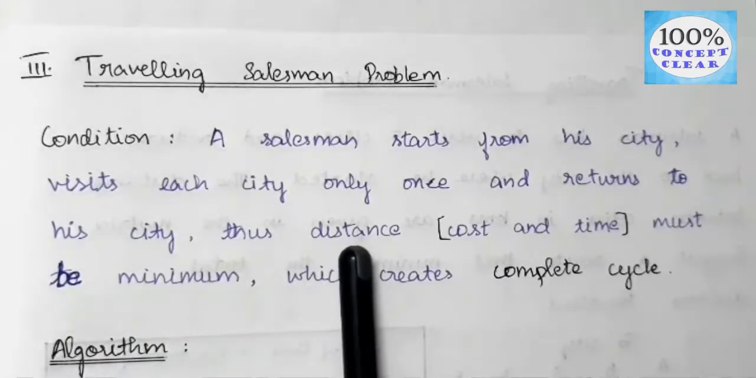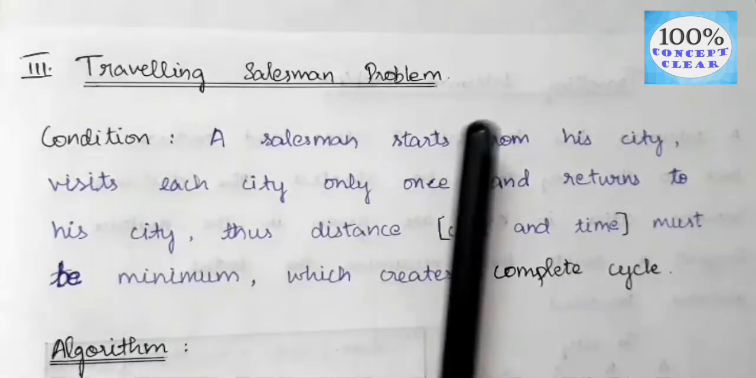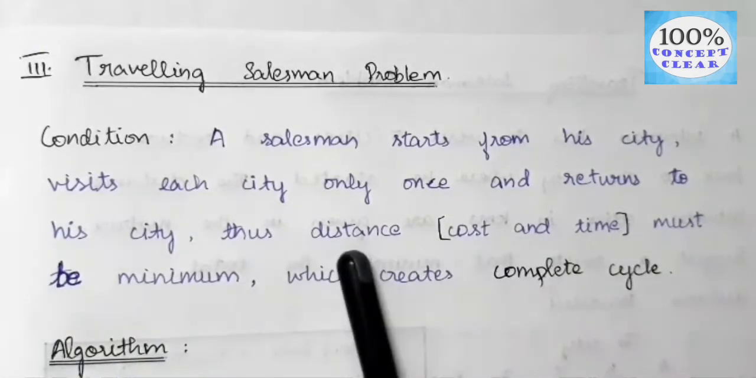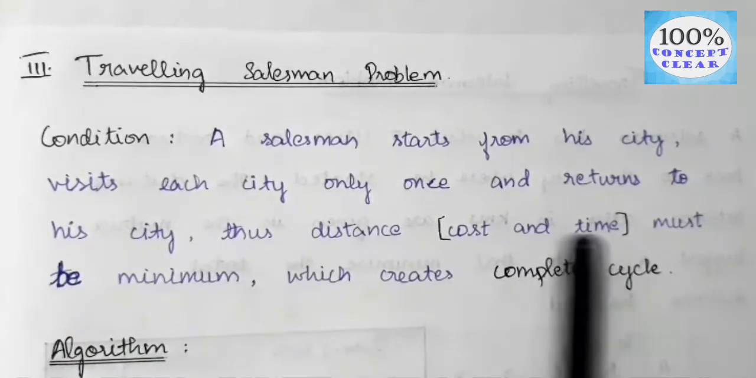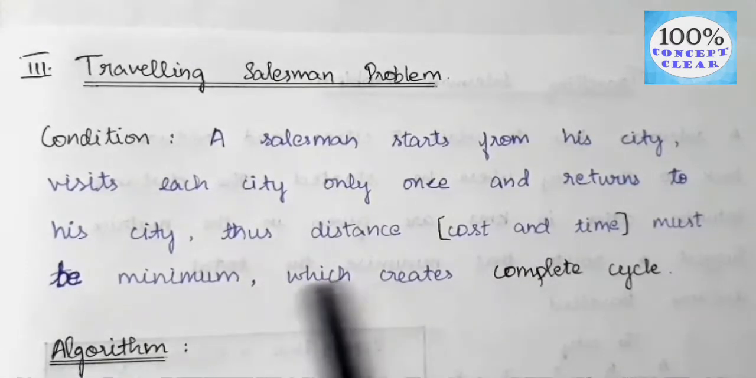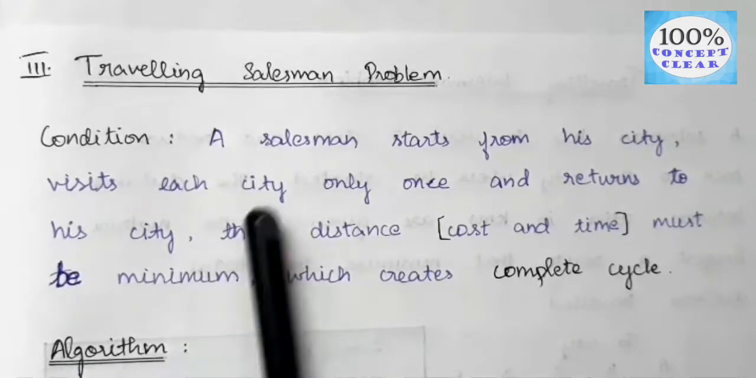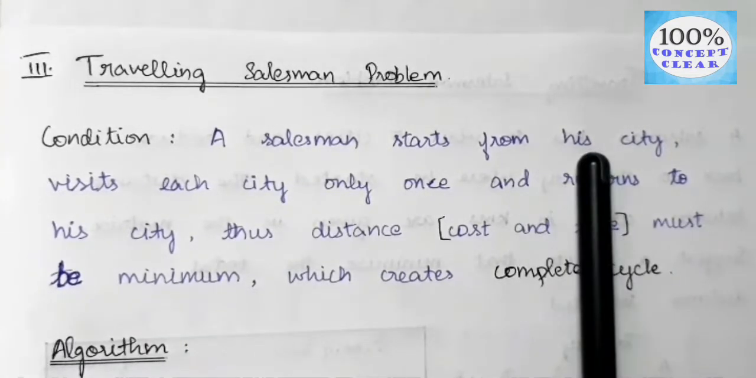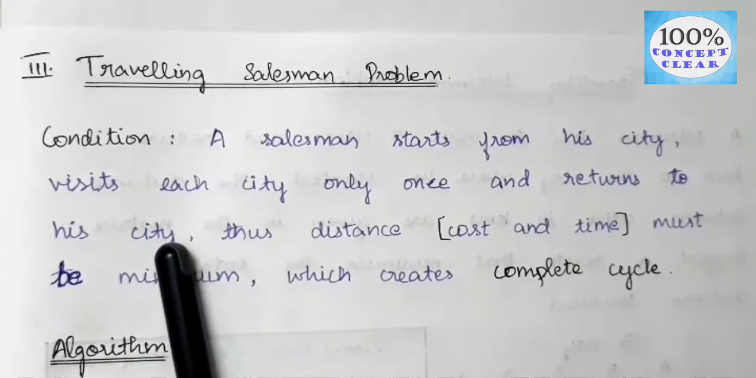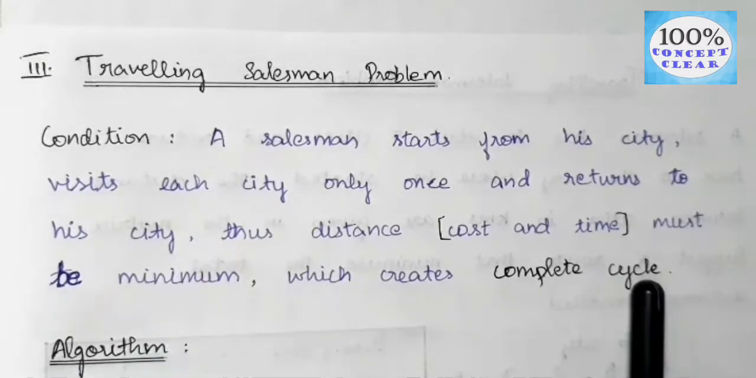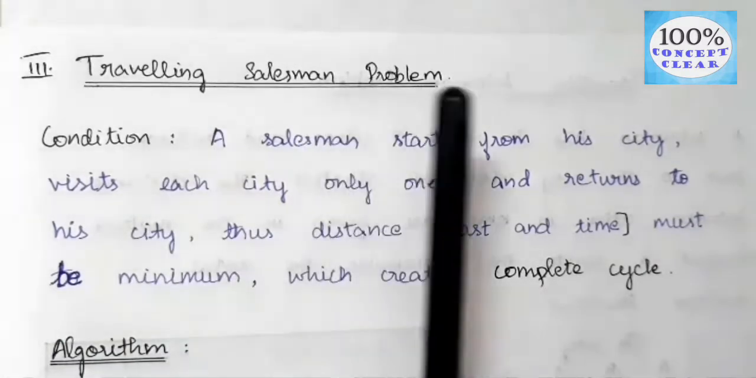As a result, the distance, cost and time will be minimum. So the main objective of traveling salesman problem is to minimize the distance or cost or time. So no maximum comes in traveling salesman problem. Then this condition forms a complete cycle. That is, the salesman will start from his city, visit each city only once and return to the city where he started. So thus it creates the complete cycle. So this is the important condition that we have to satisfy in the traveling salesman problem.